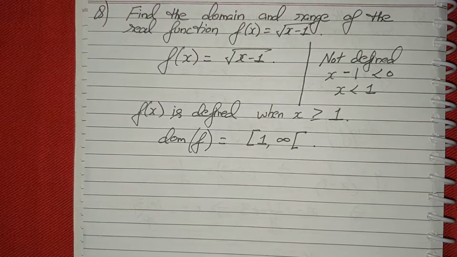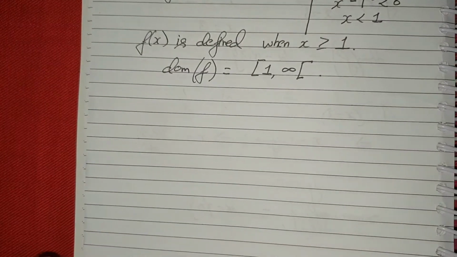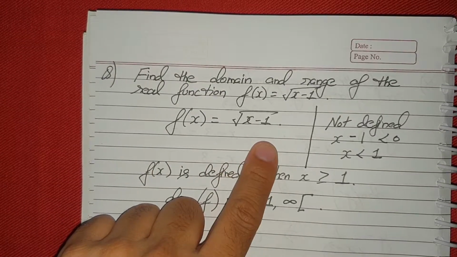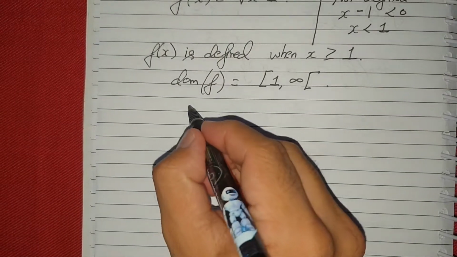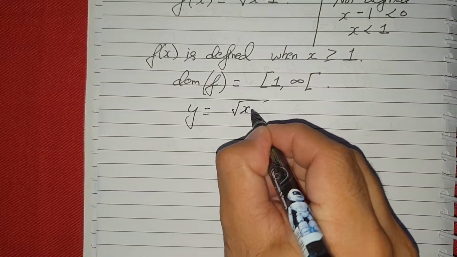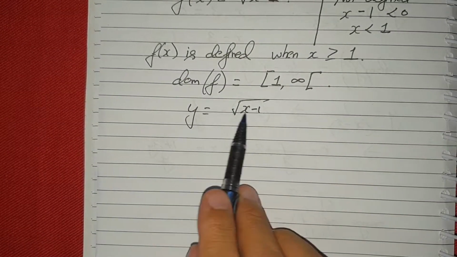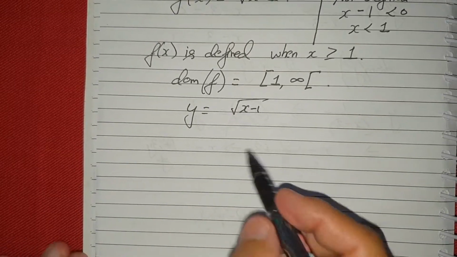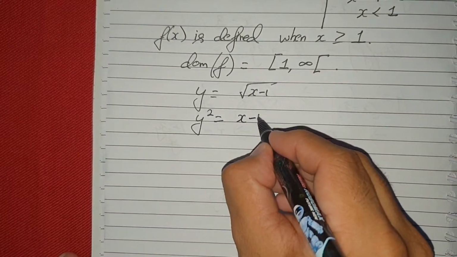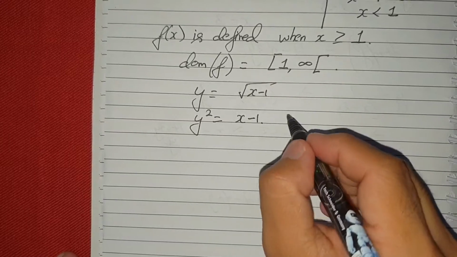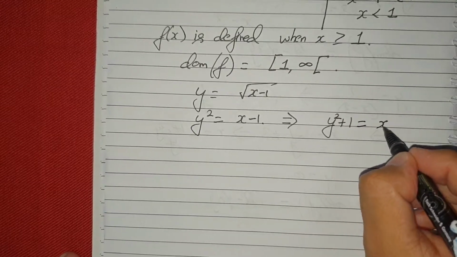Now to find the range. This was the function f(x) = under root of (x - 1). f(x) is y, so we can take f(x) as y. So y = under root of (x - 1). Now squaring both sides, we get y squared = x - 1, or you can write this as y squared + 1 = x.